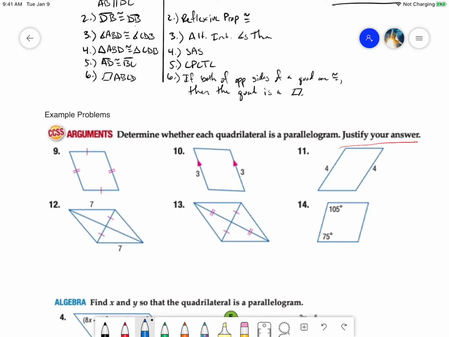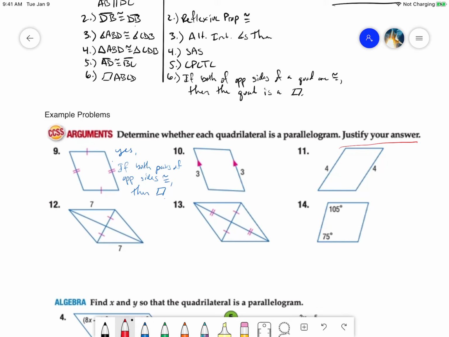So number 9, it is a parallelogram because we have both sets of opposite sides congruent. So for number 9, I would just say yes, and then it would be that same reason. If both pairs of sides are congruent, then it's a parallelogram. And that would be my reasoning.